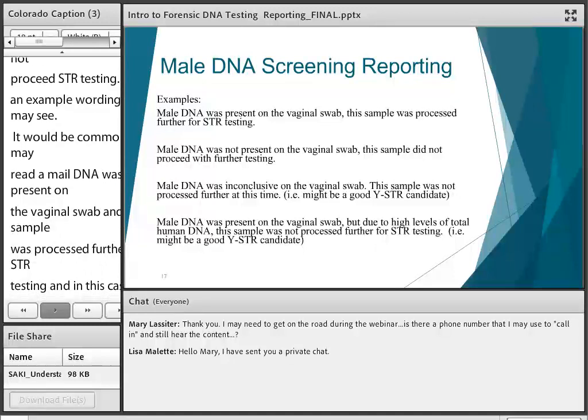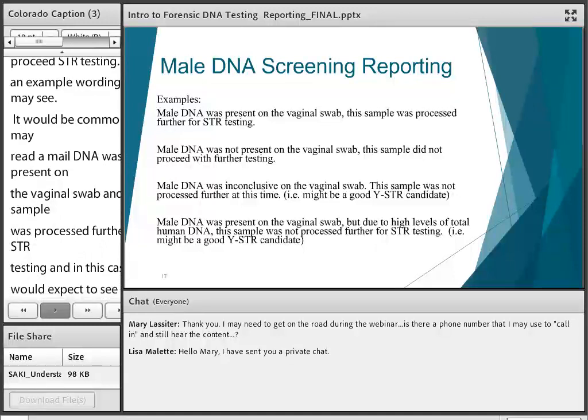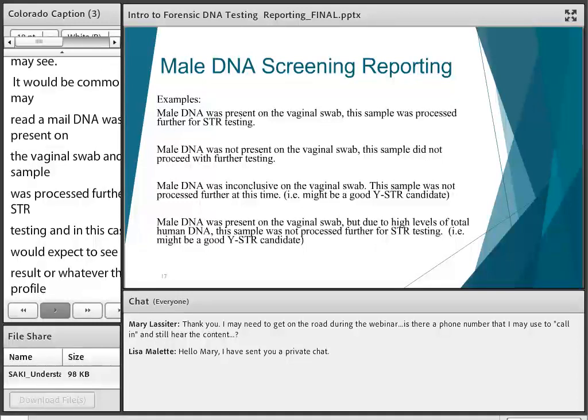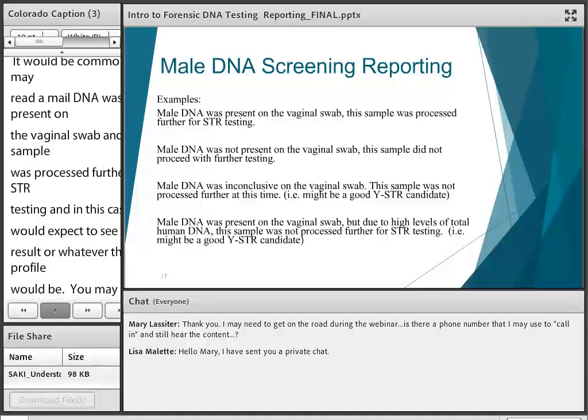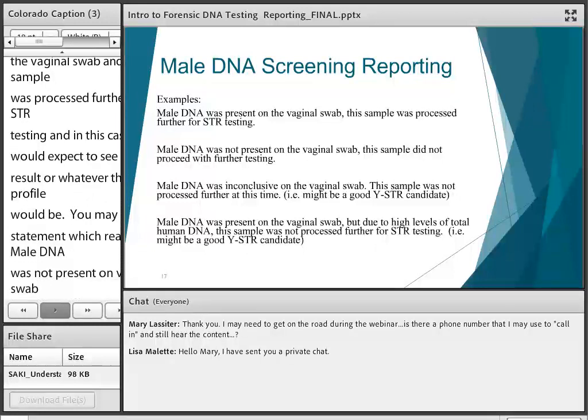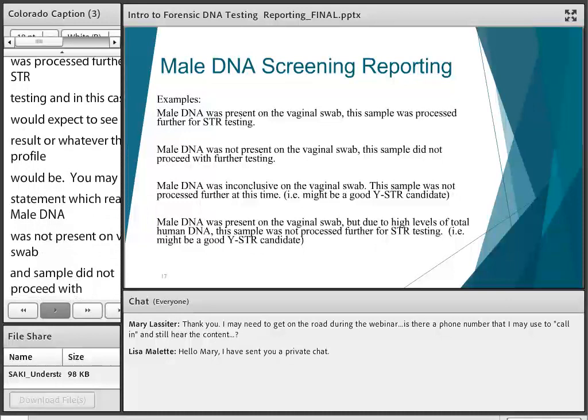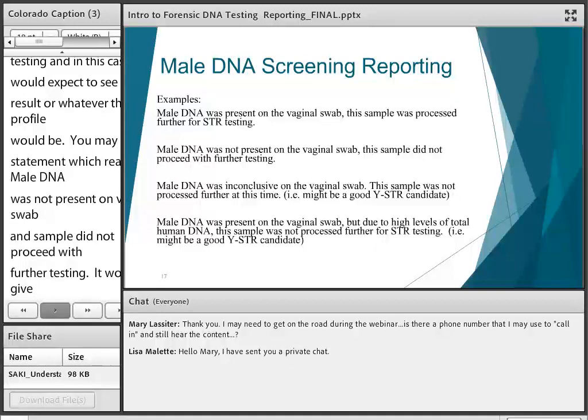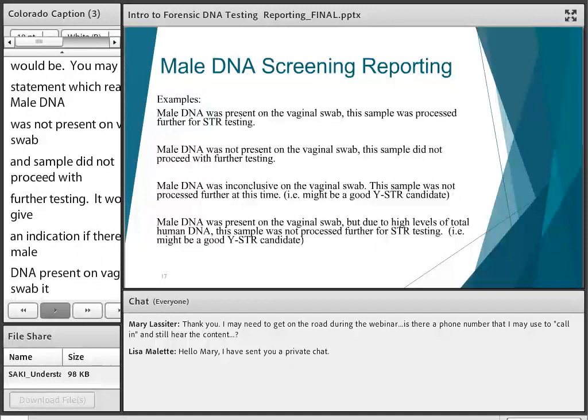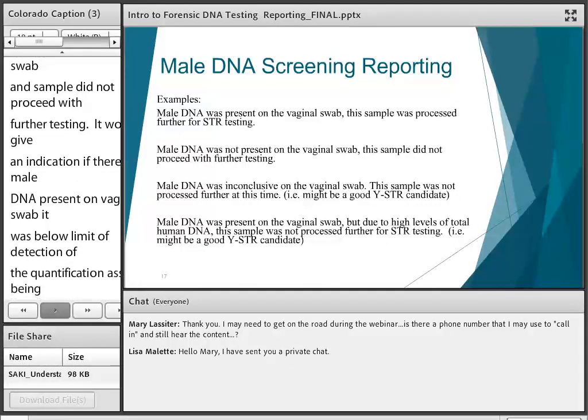You may see a statement which reads, male DNA was not present on the vaginal swab. This sample did not proceed with further testing. That would give an indication that if there was male DNA present on the vaginal swab, it was below the limit of detection of the quantification assay that was being used and did not show up that it would be able to produce a DNA profile, so the laboratory stopped processing at that stage.